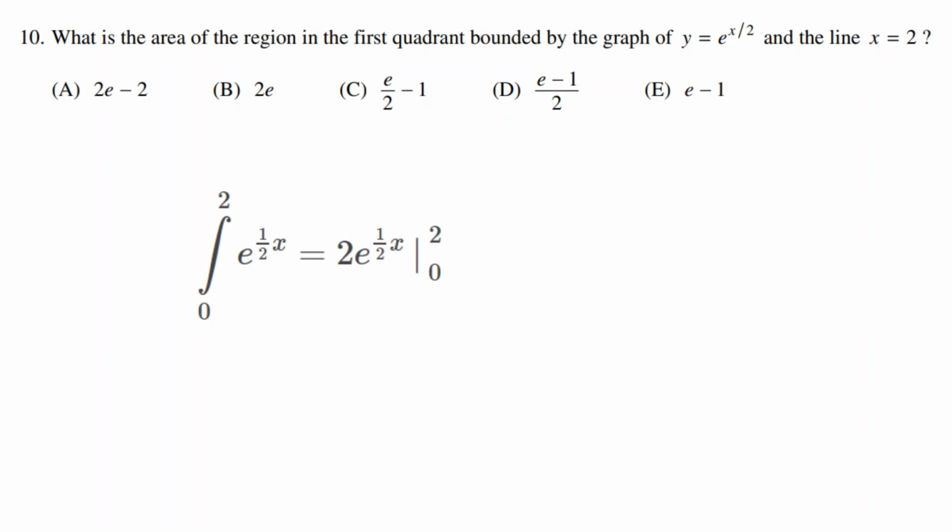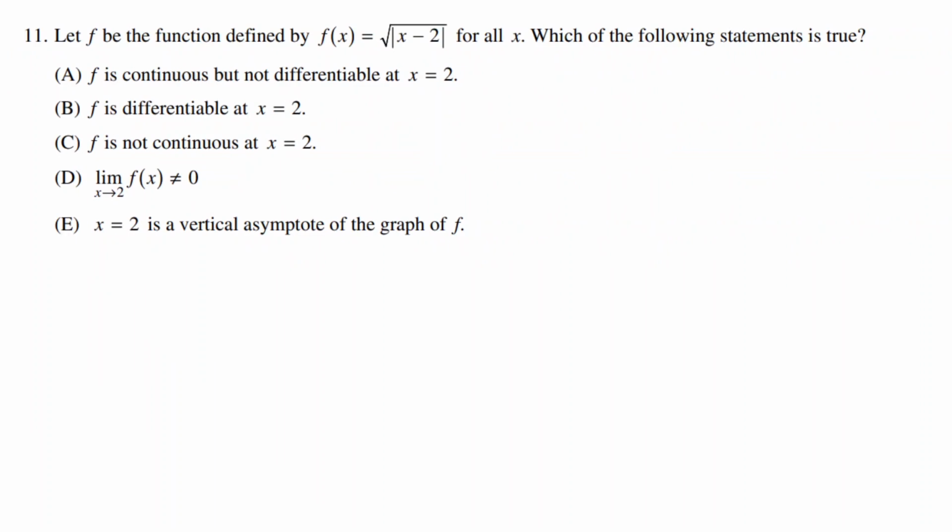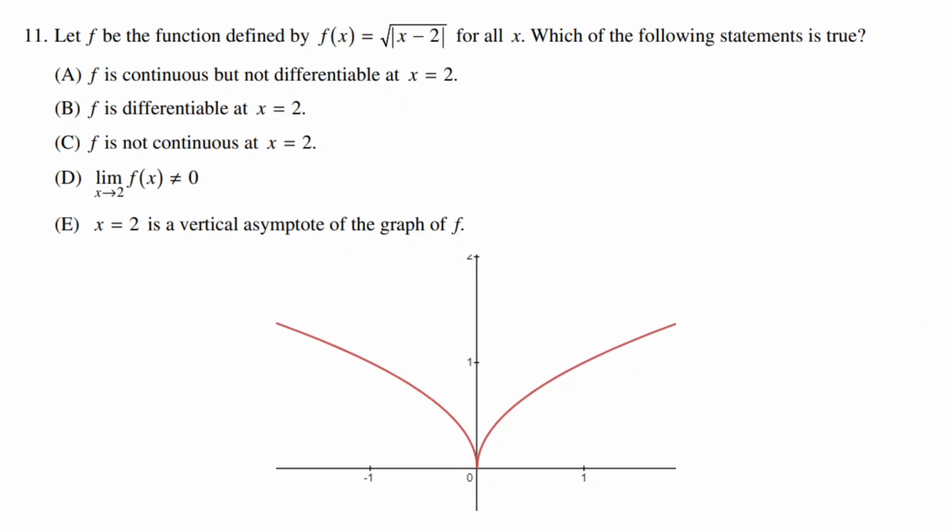of 1/2 x. This is 2e to the power of 1/2 x, and we plug in the bounds, solve, and it ends up being 2e minus 2, which is A. In 11, the function is continuous since it is the square root of an absolute value, which is always positive. Also, absolute values have a cusp and is not differentiable at the point, so the answer would be A.